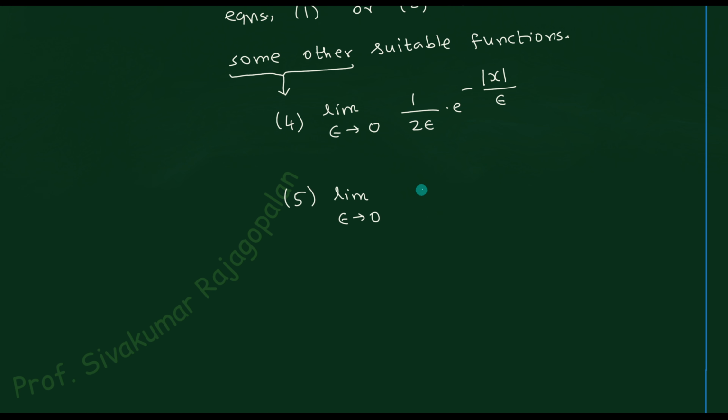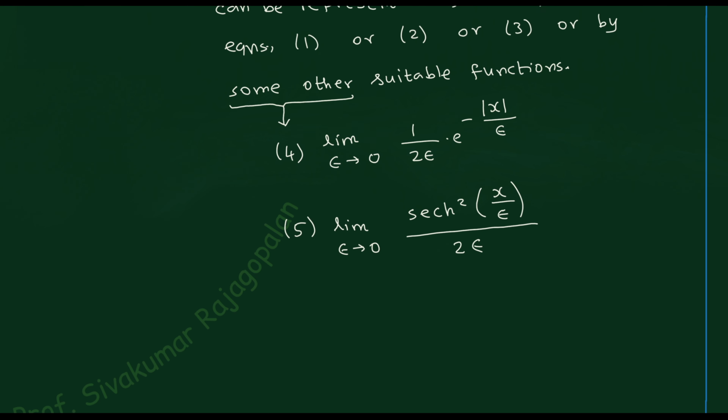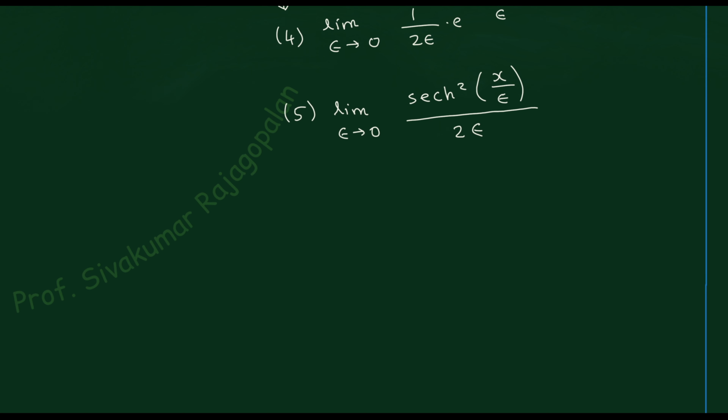And another example is the hyperbolic secant. Let me write down the hyperbolic secant squared of x divided by epsilon, then the whole divided by 2 times epsilon, in the limit of epsilon tending to 0. So these are two more functions that can be used instead of the 1 to 3. And not only this, you can still have more functions. So if you are having a lot of functions that can represent a similar behavior, let us write down therefore the conclusion.